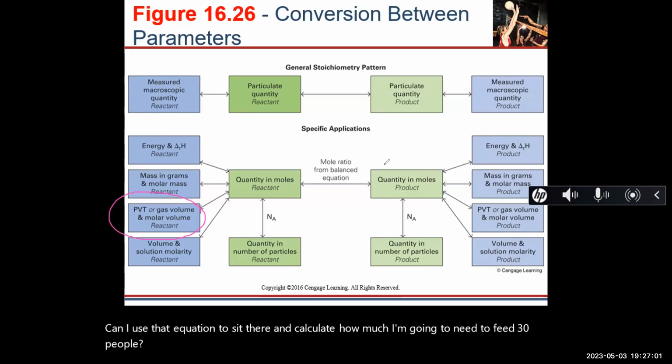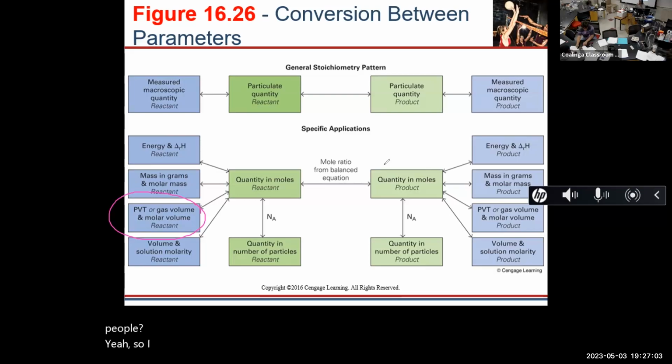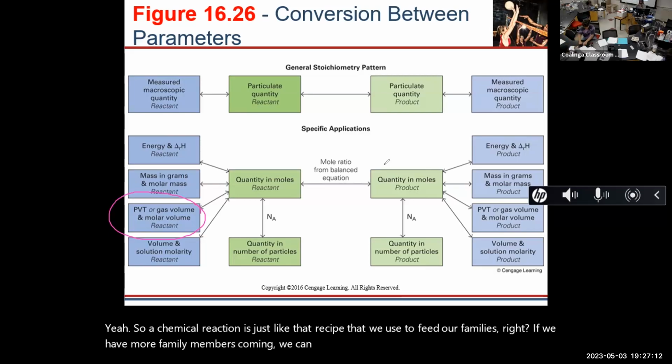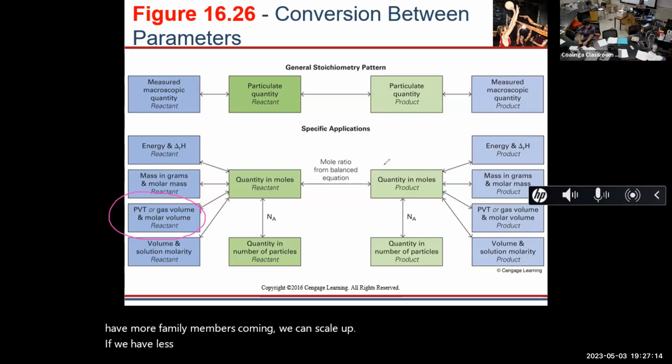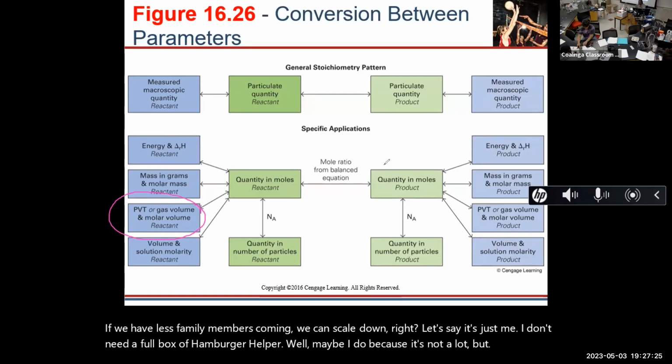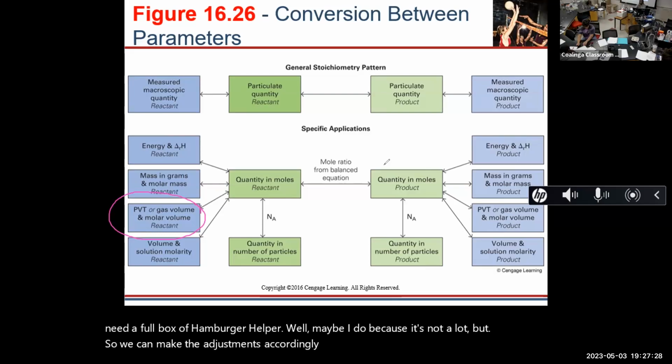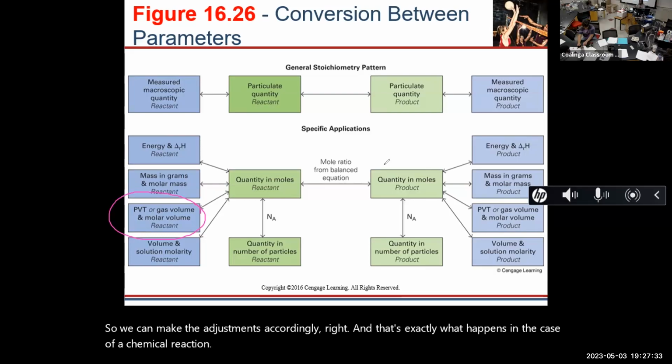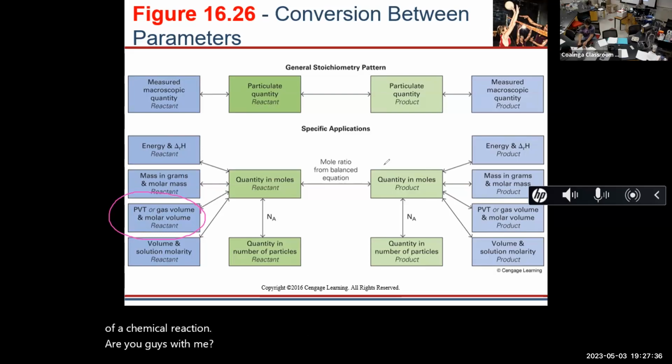Yeah. So a chemical reaction is just like that recipe that we use to feed our families. If we have more family members coming, we can scale up. If we have fewer, we can scale down. Let's say it's just me. I don't need a full box of Hamburger Helper. Well, maybe I do because it's not a lot, but we can make the adjustments accordingly. And that's exactly what happens in the case of a chemical reaction. Are you guys with me? A chemical reaction is kind of like a recipe.